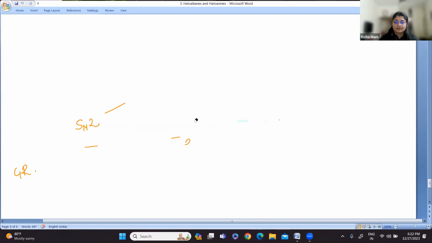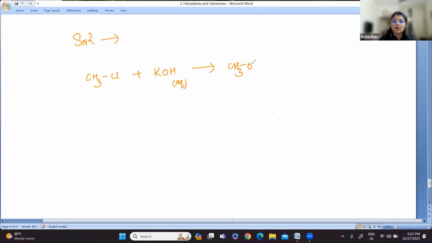So I'll write it down. See here, I'll write it here. So the SN2 mechanism. So what is the SN2 mechanism? I take a primary haloalkane, a primary alkyl halide, that is methyl chloride. So methyl chloride reacts with aqueous KOH, giving methyl alcohol plus KCl. So we have to write the names. So what are the names? Methyl chloride.